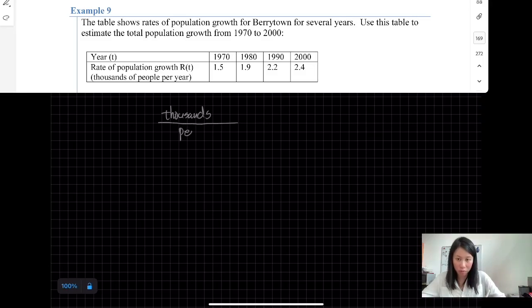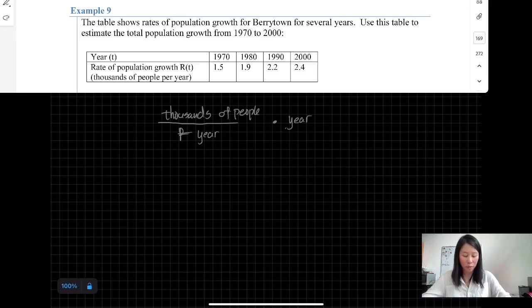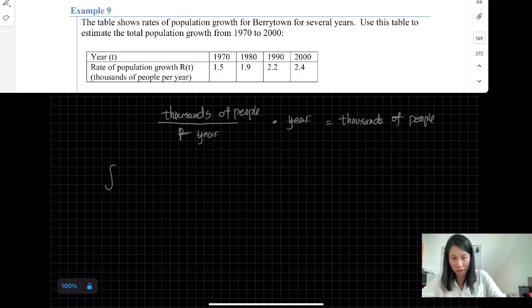So I know that the rate is in thousands of people per year. If that is the height of the rectangle and the width is the years, and you multiply them, you will get thousands of people. So that means we need to use the Riemann sum, the integration, to calculate that. So the Riemann sum from 1970 to 2000, of the function r of t, where the variable should be t.